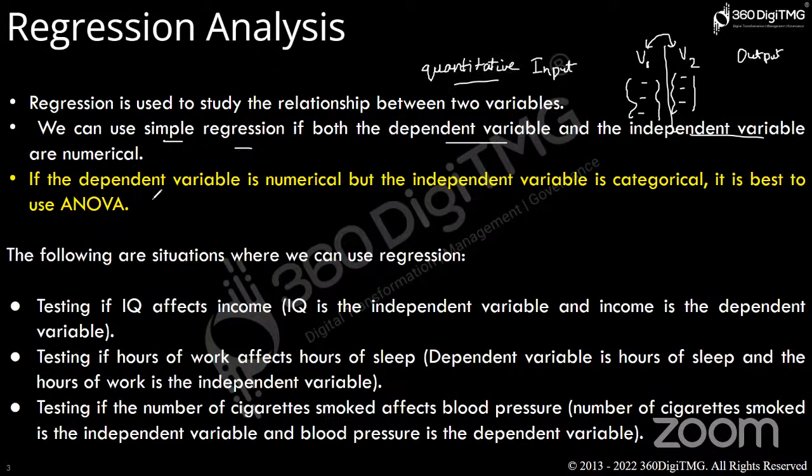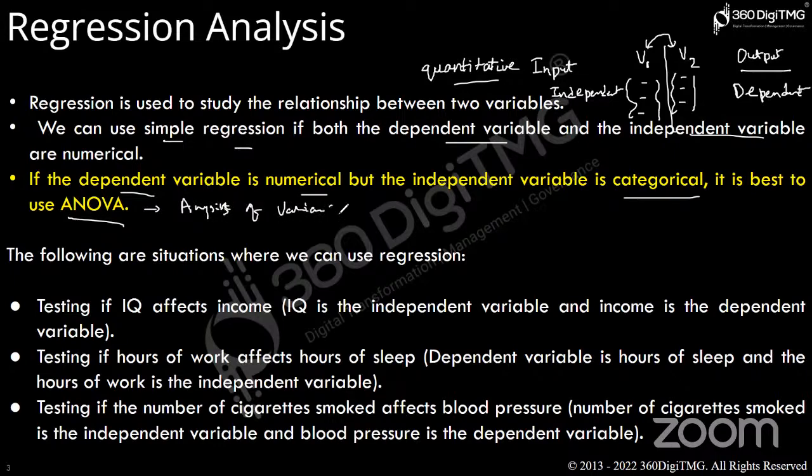And if the dependent variable is numerical, this output is the dependent variable, and the input is the independent variable. If the output is numerical but the input is categorical, then we will need to use ANOVA, analysis of variance. This method we need to use.